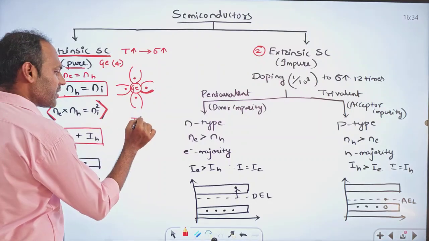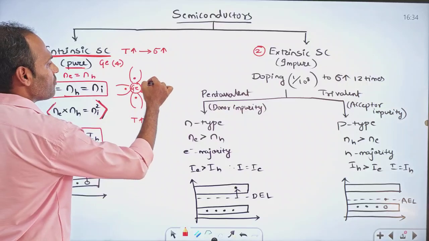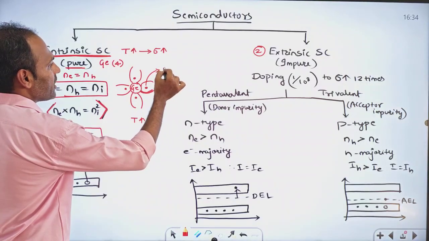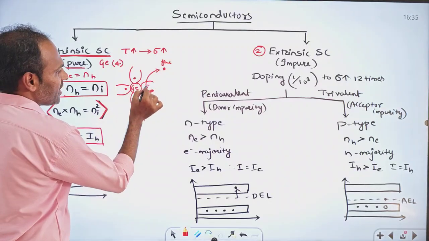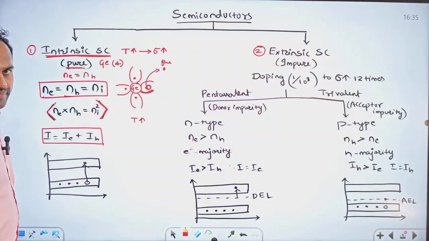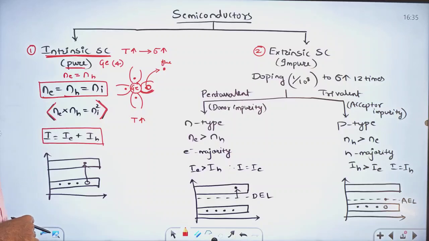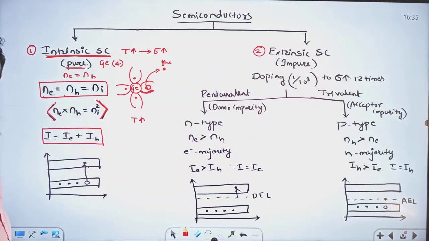If you raise the temperature, what happens here is an electron will become free. It will break the covalent bond and it will become free. When the electron goes, the absence of the electron there is called a hole. A hole is created. When an electron breaks the covalent bond and goes, a hole will be created there. So by raising the temperature, you got one free electron and one hole.